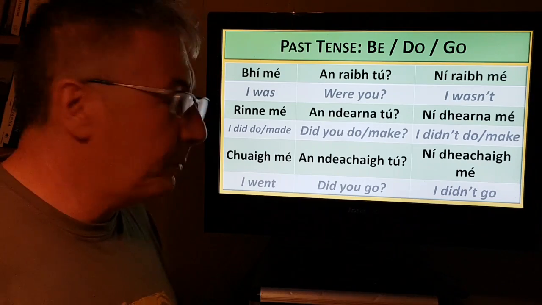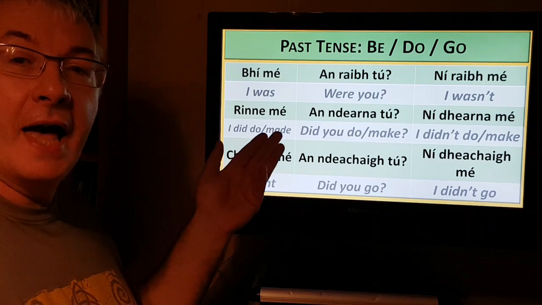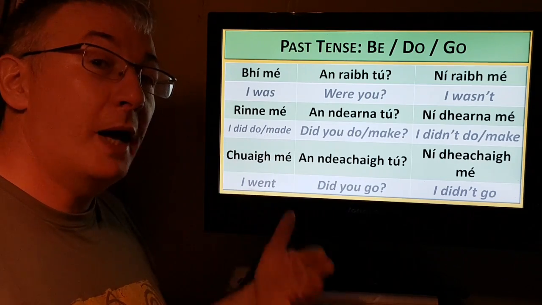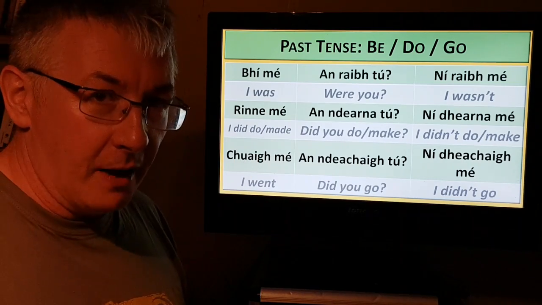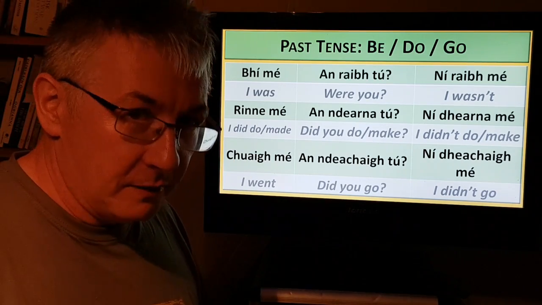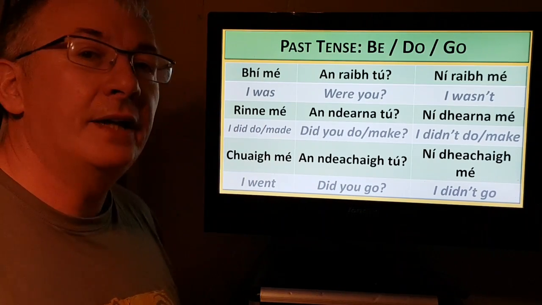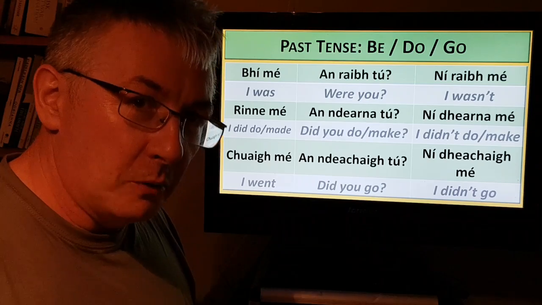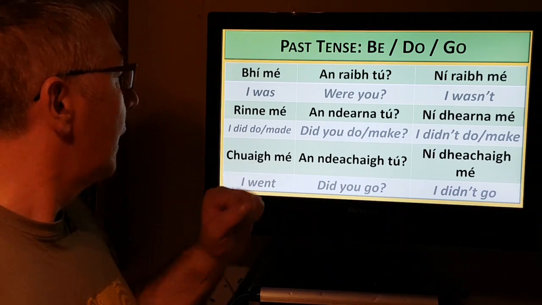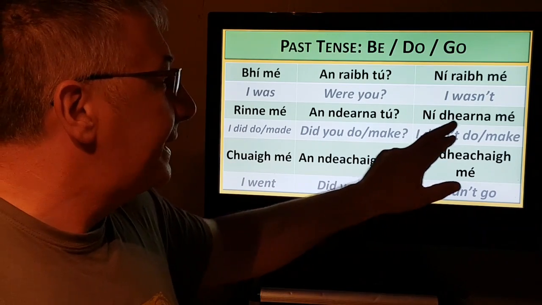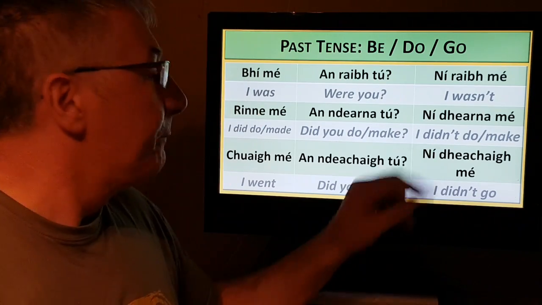Did you make the tea? Whatever, something like that. Did you do your homework? I did do or I made. So I made the tea or I did do my homework. Again, up in Ulster, the common thing for us to say is "rinne mé". Some dialects will say that E at the end, "rinne mé". You'll hear me saying "rinne mé". So I did do or I did make. I did not do, or I didn't do, or I didn't make, or I didn't do my homework.